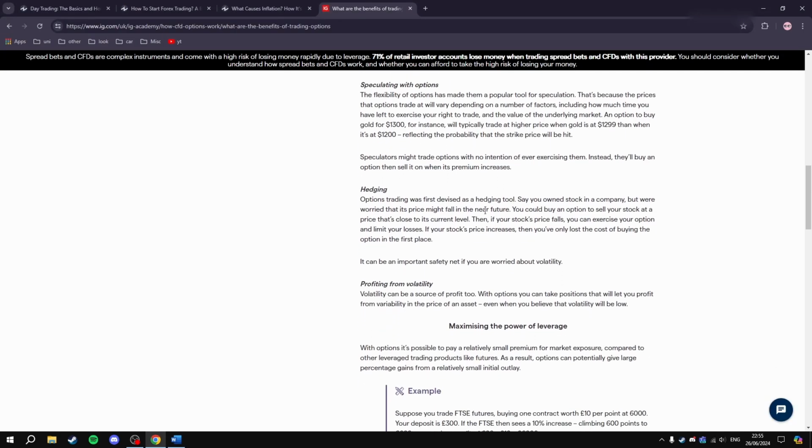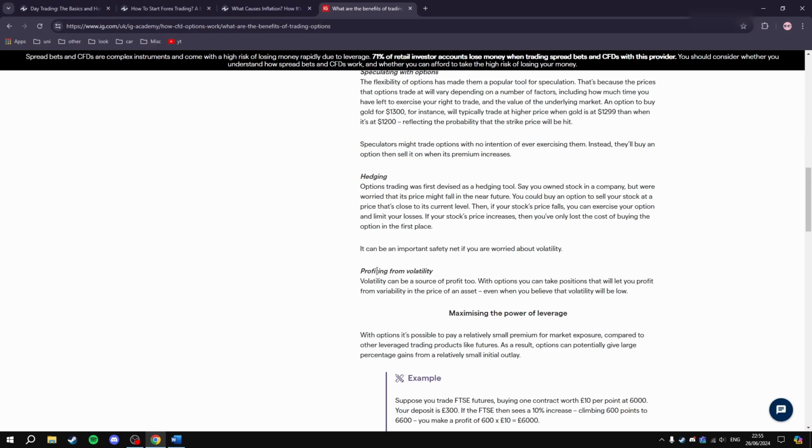Let's look at these in turn. The flexibility of options has made them a popular tool for speculation. That's because the prices that options trade at will vary depending on a number of factors, including how much time you have left to exercise your right to trade and the value of the underlying asset. An option to buy gold for 1,300, for instance, will typically be traded at a higher price when gold is at 1,299 than when it's at 1,200, reflecting the probability that the strike price will be hit. Speculators might trade options with no intention of ever exercising them. Instead, they'll buy an option to then sell it on when its premium increases.